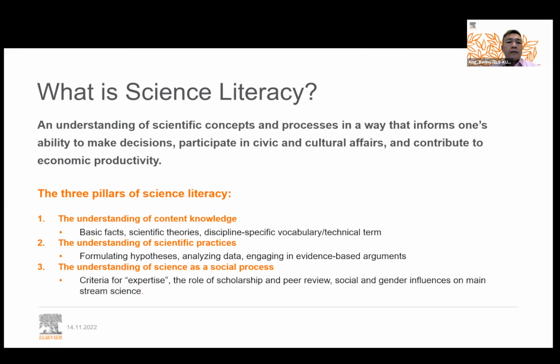First of all, the understanding of content knowledge. This first pillar is based on basic facts, scientific theories, discipline-specific vocabulary, and technical terms. The second one is the understanding of scientific practices, which is based on formulating hypotheses, analyzing data, and engaging in evidence-based arguments. The third one is the understanding of science as a social process: criteria for expertise, the role of scholarship and peer review, and social and gender influences on mainstream science.